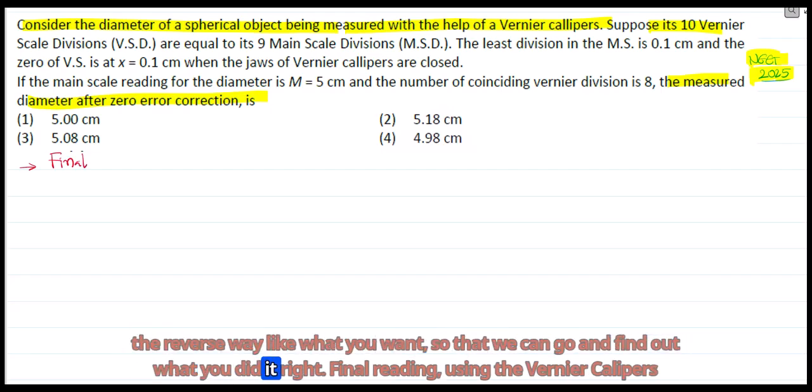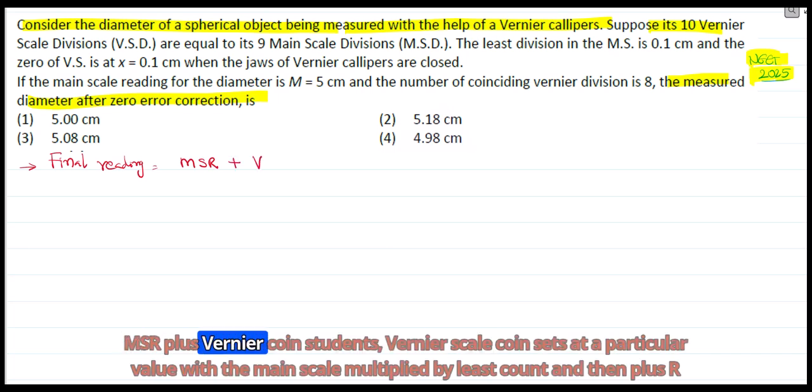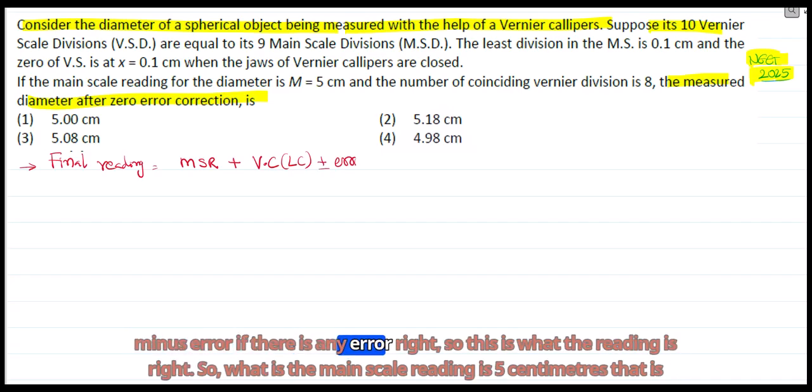what is needed. The final reading using Vernier calipers is the main scale reading, MSR, plus the Vernier coincidence, where the Vernier scale coincides at a particular value with the main scale, multiplied by the least count, and then plus or minus error if there is any error. So this is what the reading is.